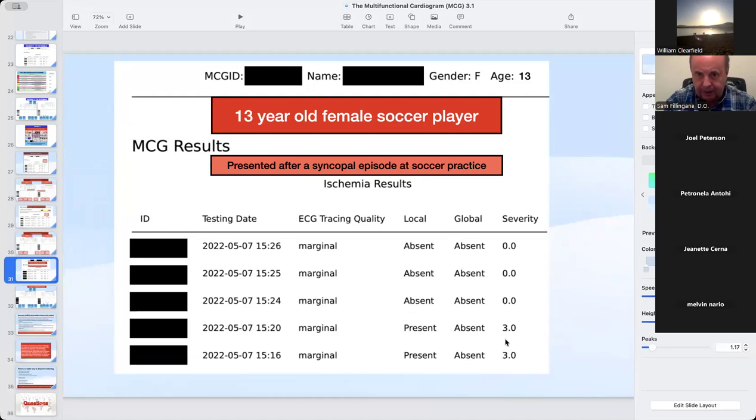Now, if you notice on the side, you've got 2 3s and 3 0s. Her scores already got my attention because 13-year-olds don't have scores. 13-year-olds should be 0s across the board.